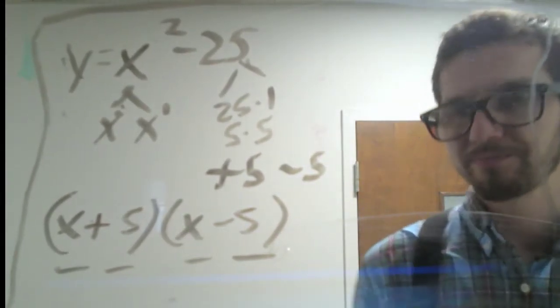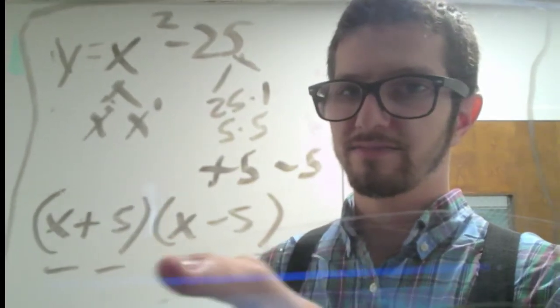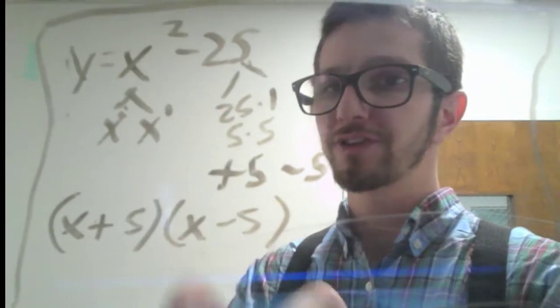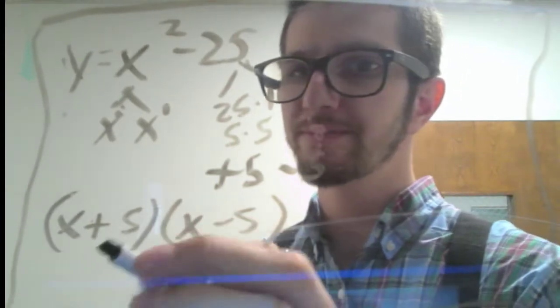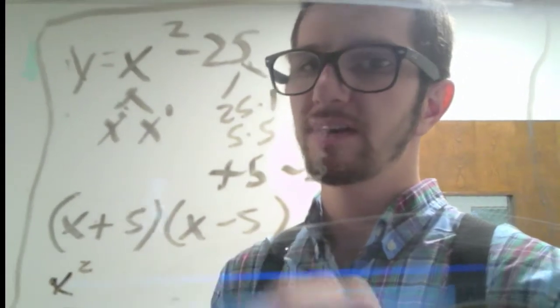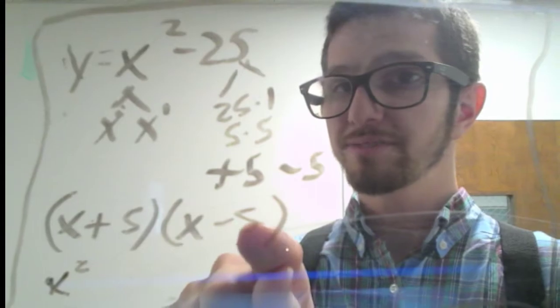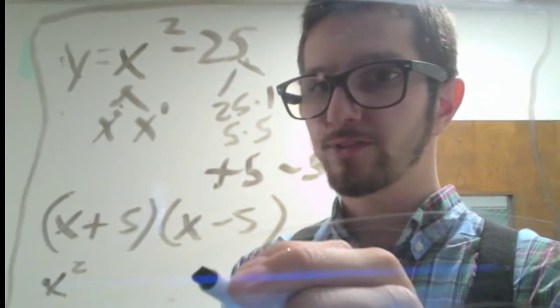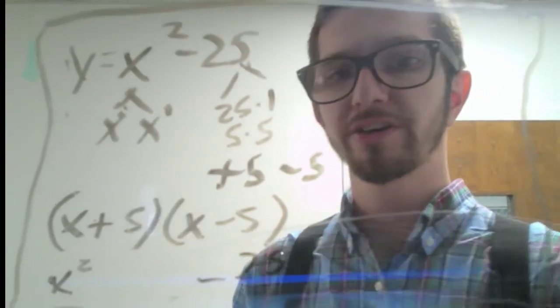Why does that make sense? Well, let's reverse FOIL. Let's now multiply this out. The first term times the first term. x times x gives me x squared. The last term times the last term. 5 times negative 5 gives me negative 25. So we already look like the original.